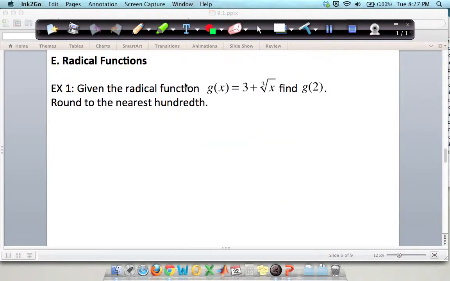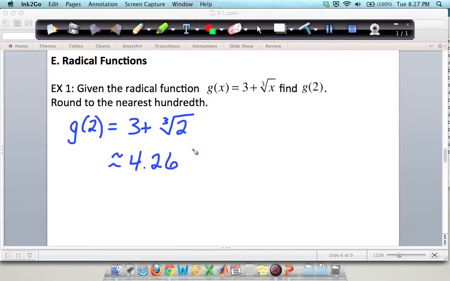Okay, here's a radical function. G of x equals 3 plus cubed root of x. Find g of 2. And then it says round to the nearest hundredth, which is 2 decimal places. So for g of 2, I'm going to plug in 2 for x. And then I have to use my calculator because we can't find the cubed root of 2. That's not a whole number, that's a decimal. So plug this into your calculator, 3 plus, hit the math button, find the cubed root, and type in 2. And you should get, if I round to 2 decimal places, 4.26.